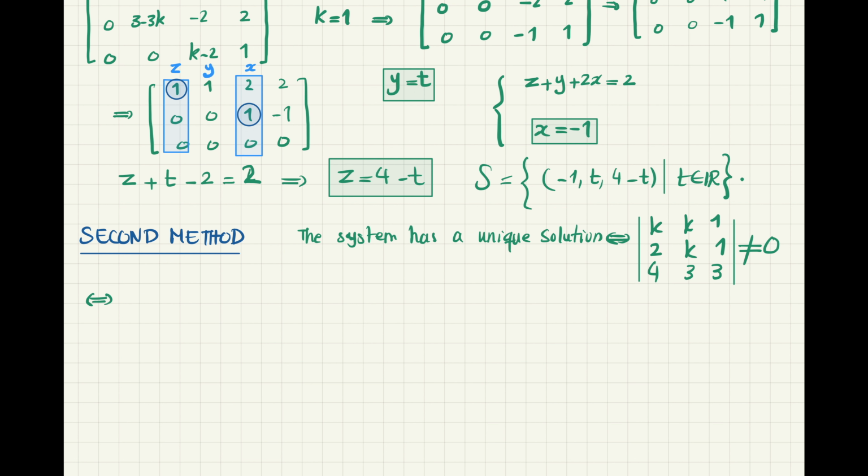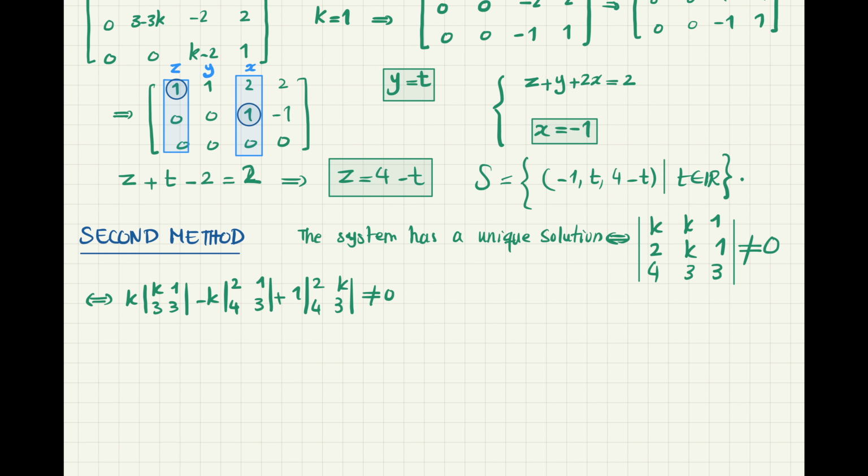Let me just expand the determinant, so it becomes k, and then I have a 2 by 2 determinant here, and then I will have minus k, then a 2 by 2 determinant here, and finally I will have 1, 2, k, 4, and 3. This shouldn't be equal to 0. So what I have done is I have taken this one, and I eliminated these two, so I will have this 2 by 2 determinant here. When I go to the middle one, I have to put a negative sign, and then I will eliminate these two, so 2, 1, 4, and 3. And then finally, I will go here, 2, k, 4, and 3.